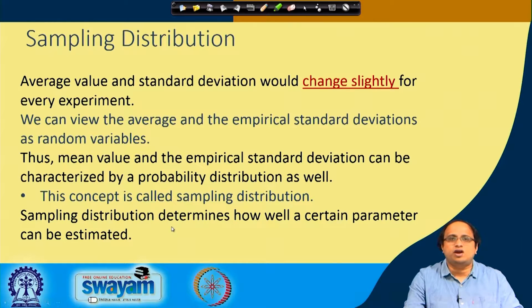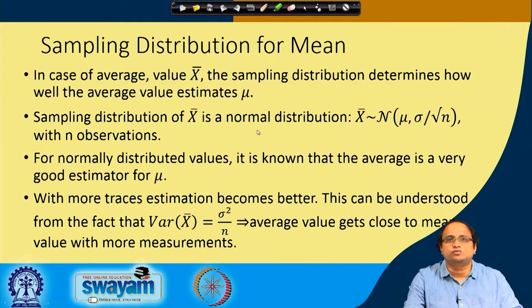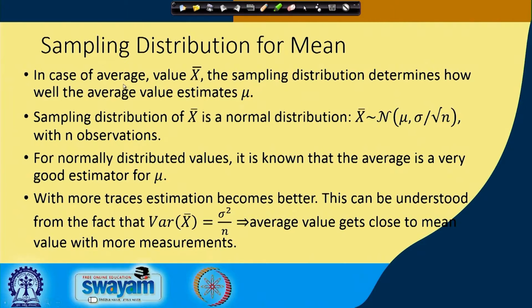So, we try to develop sampling distributions for, say, the mean. In the case of the average, the value x bar, which has a sampling distribution, determines how well the average value estimates mu. We know that if I take a large number of samples, then by the law of large numbers this will tend to mu. Of course, with finite values it will not be exactly mu, but it will start approaching mu. The sampling distribution of x bar is a normal distribution, denoted as x bar following a normal distribution with the mean same as mu, but the standard deviation becomes sigma by square root of n.